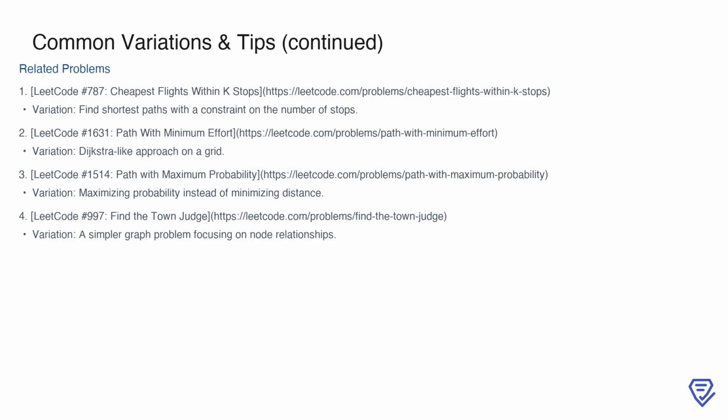distances, showcasing how the same algorithmic framework can adapt to different goals. Finally, there's number 997, find the town judge, which simplifies the graph problem to focus on node relationships rather than weights. These variations are great for honing your understanding of graph algorithms and their adaptability to different scenarios.